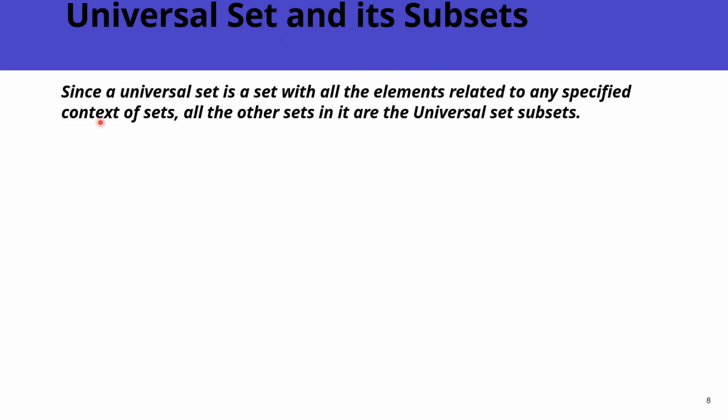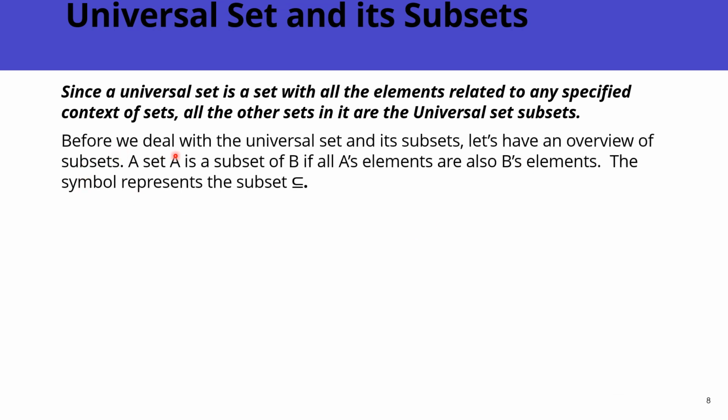Right, the universal set and its subsets. Since a universal set contains all the elements related to any specified context of sets, all the other sets in it are the universal set or subsets. Before we deal with the universal set and its subsets, let's have an overview of subsets. Set A is a subset of B if all of A's elements are also B's elements. Then a symbol represents the subset.